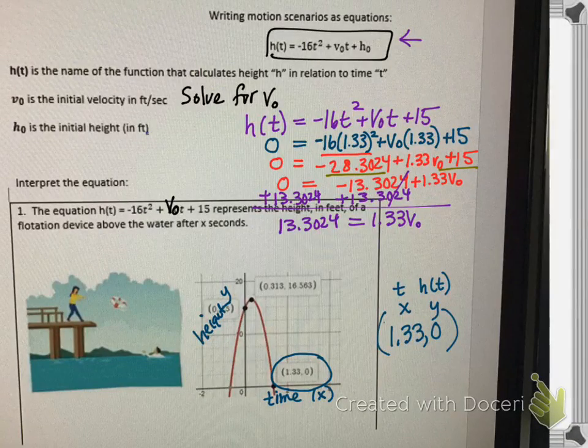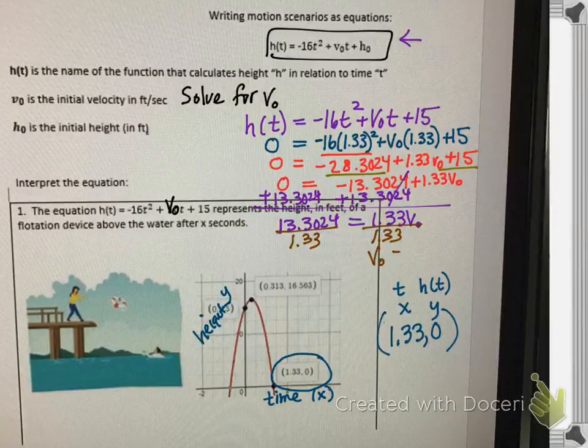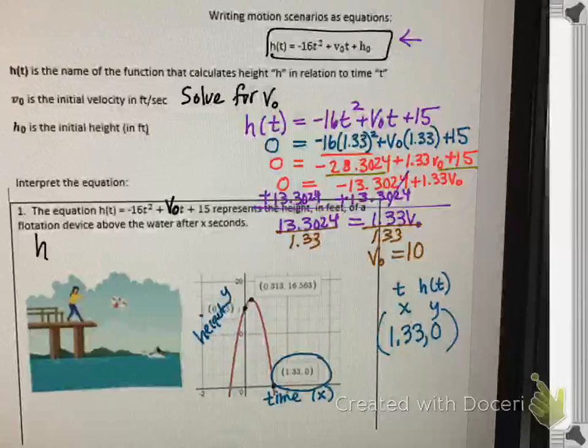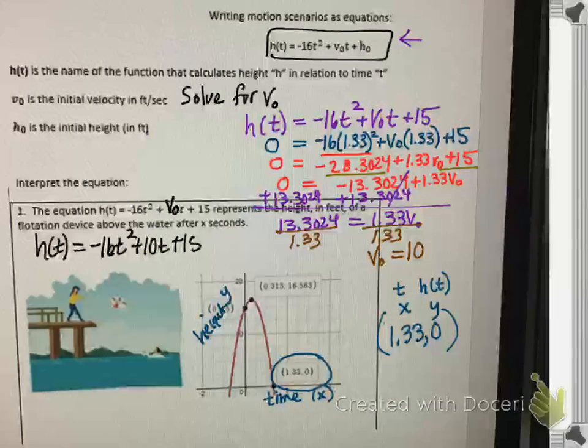And then the very last step would be to divide both sides by 1.33. So our initial velocity is equal to 10. So my final equation, I can write the actual equation now. Height in relation to time is negative 16t squared plus 10t plus 15.